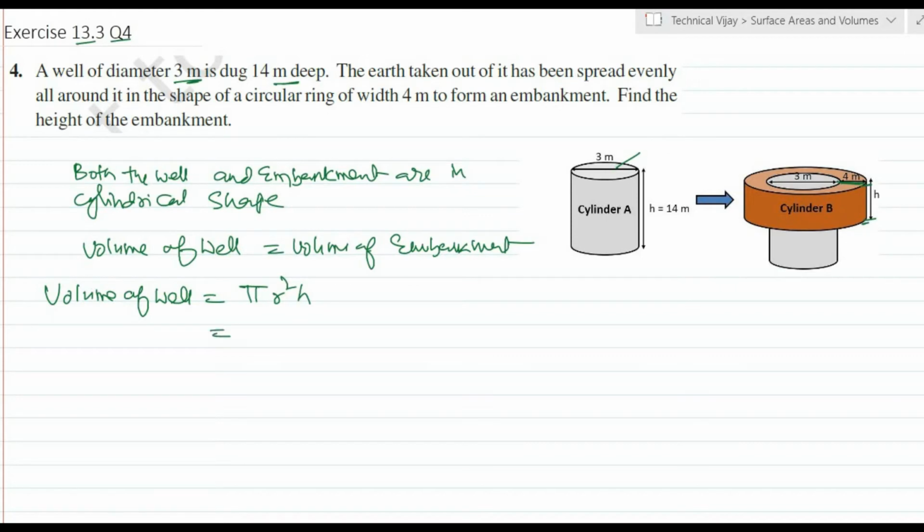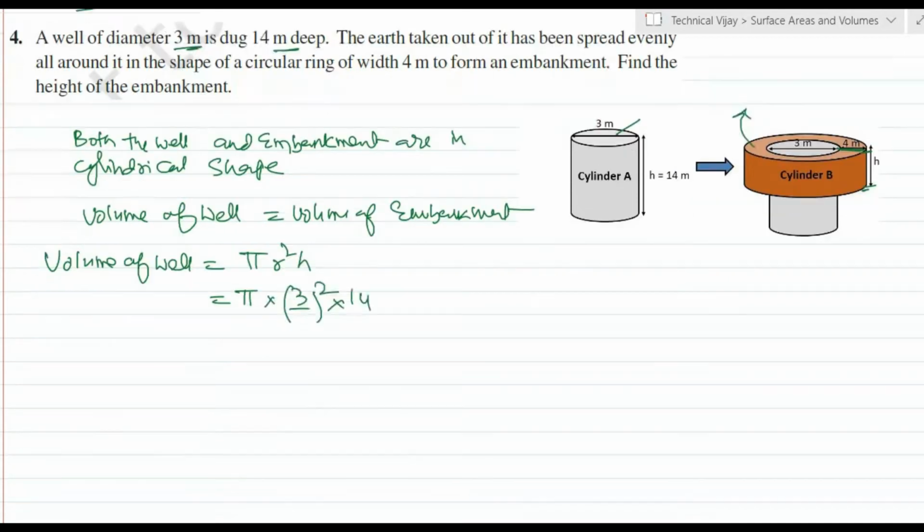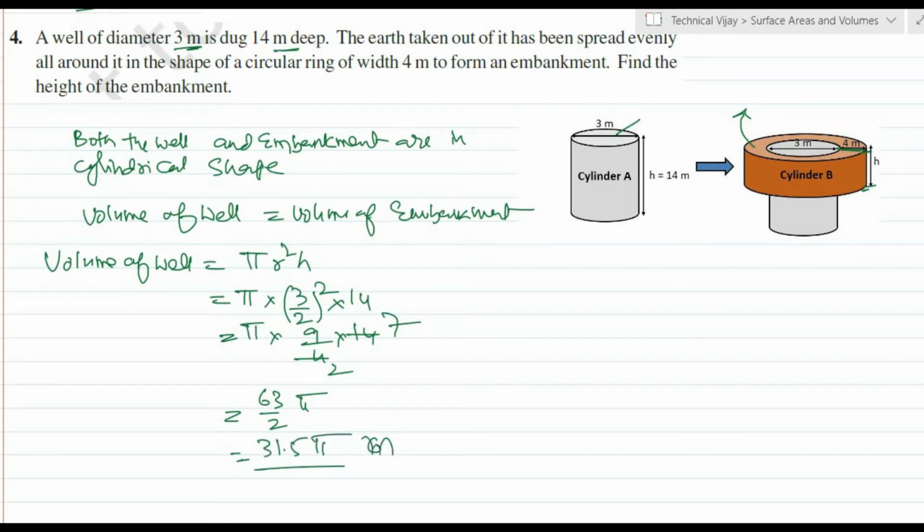So here we will calculate, that is pi into 3 by 2 into 9 by 4 into 14. Okay, this is 2, this is 7. So here 9 sevens are 63. So 63 by 2 pi, that is equal to 31.5 pi. Okay, this is meter cube.